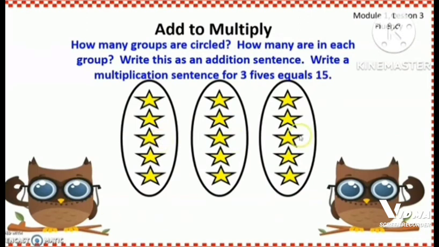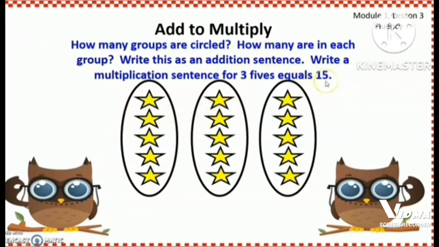3 groups. There are 3 groups. How many in each group? 5. What is the addition sentence? 5 plus 5 plus 5 equals 15. And what is the multiplication sentence? The multiplication sentence is 3 times 5. 3 groups times 5 equals 15.